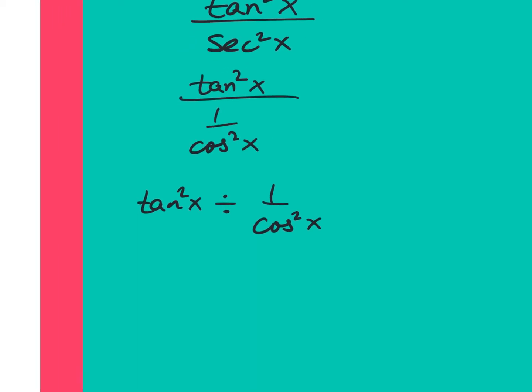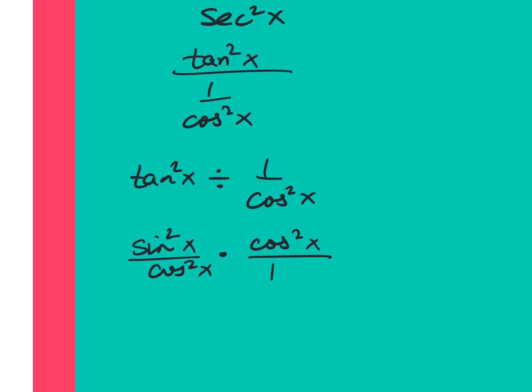I'm also going to change my tangent squared x into its quotient identity. And the quotient identity for tangent is going to be sine squared x over cosine squared x. And then I'm doing a keep flip change. So I'm going to flip this fraction upside down. And now I can simplify. My cosine squared x's cancel. And then I'm left with multiplying sine squared x times 1. And then 1 times 1 in the denominator. So this is what I get after I multiply.